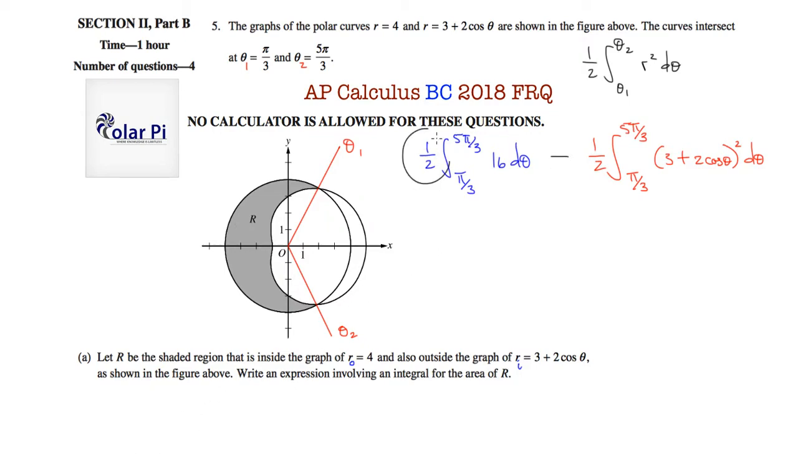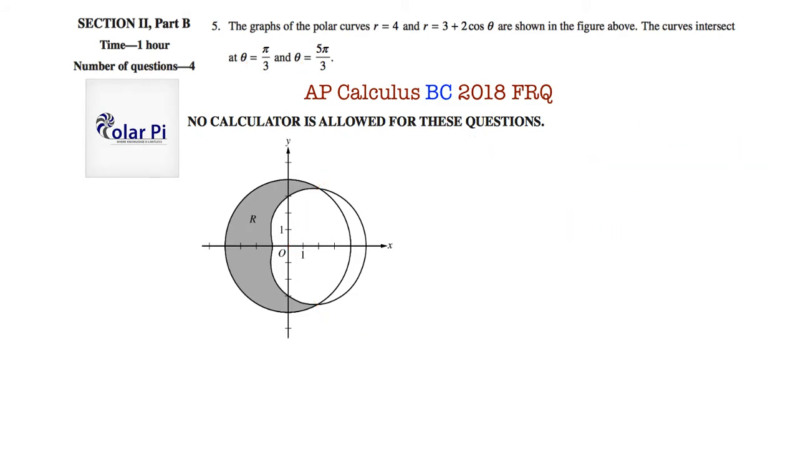Okay, cool. And as I said, what we have to do is subtract the two areas, so minus sign right there. Now look, we've got the 1/2 in common, we've got the limits of integration in common, and d theta, so we can combine them into one and write 1/2 times the integral from pi over 3 to 5 pi over 3 of 16 minus (3 plus 2 cosine theta) squared d theta, and this completes part A. Okay, cool. So let's move on to part B then.